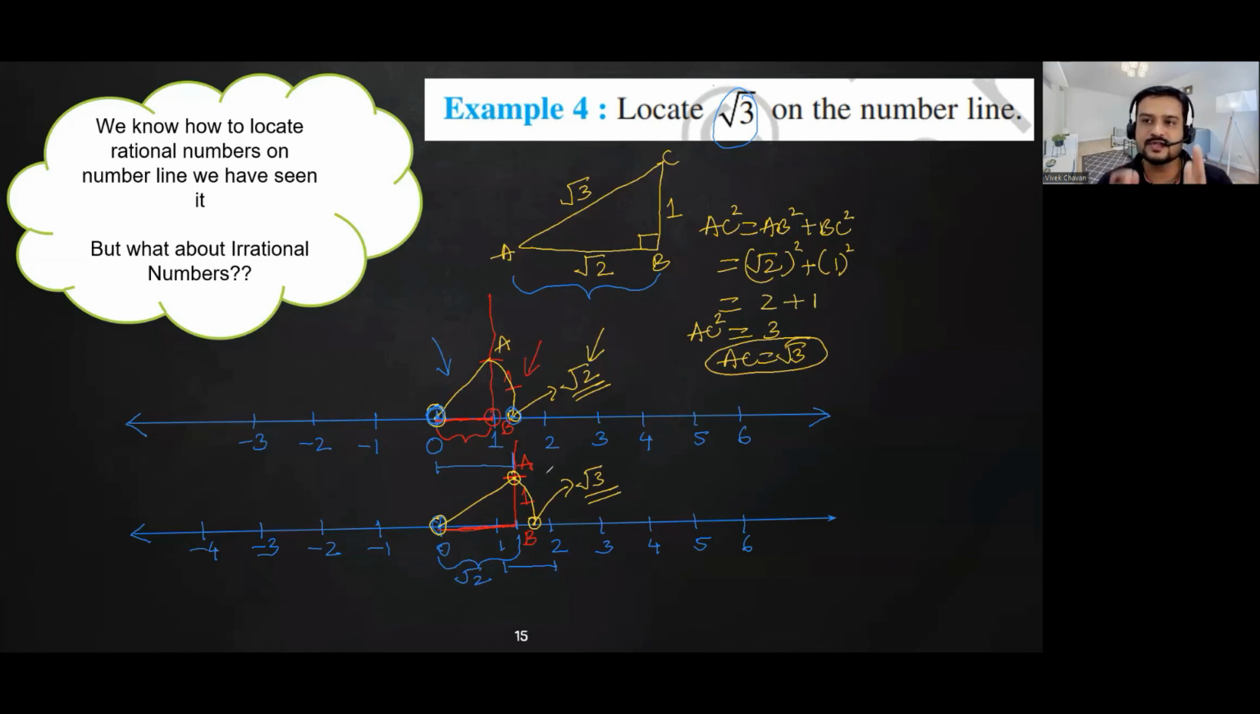So for drawing root 3, we have taken the help of root 2. Similarly, for drawing root 5, we would take the help of root 2 or root 3. Root 5, I guess there is no need, because one side we will take as 2 and the other as 1. Height we are taking as 1. We are only changing the base.